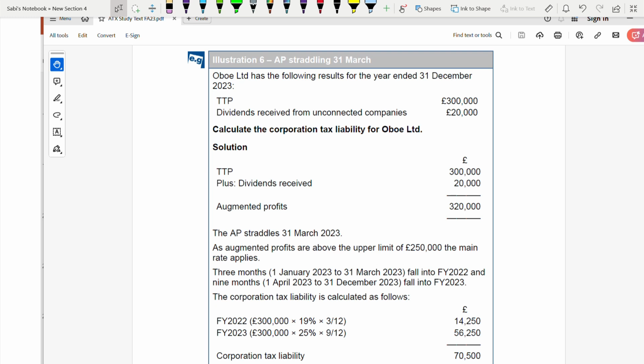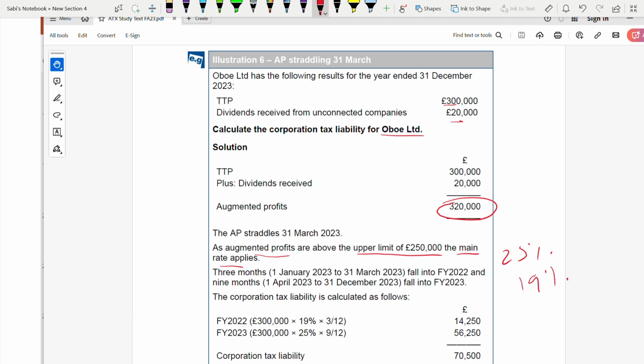Illustration 6. Here you have to calculate the corporation tax for OBOI. You have been given the TTP and the dividend. So you have to add both and get the augmented profit, and check whether it is between the lower and upper limit. It's more than the upper limit, that is 250,000. As you can see, the augmented profits are above the upper limit of 250,000. So you apply the main rate. What is the main rate? You have to follow that table for the main rate. Okay, the main rate is 25%, and the small profits rate is 19%.